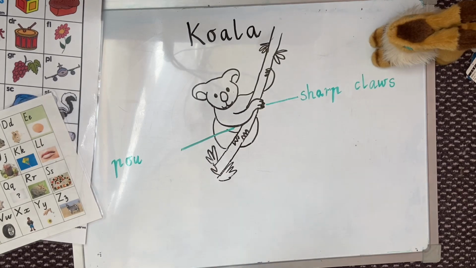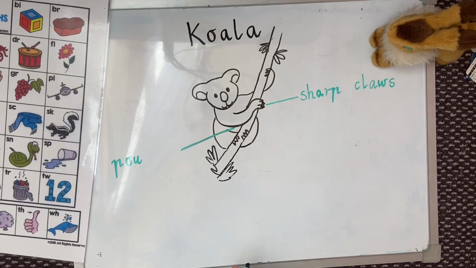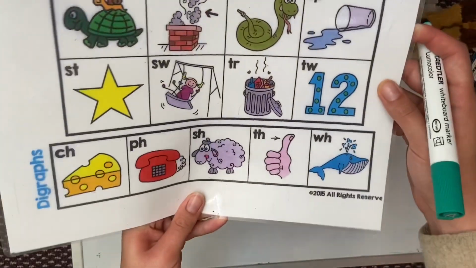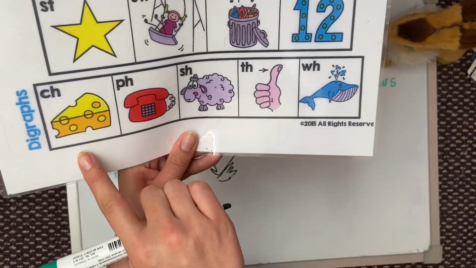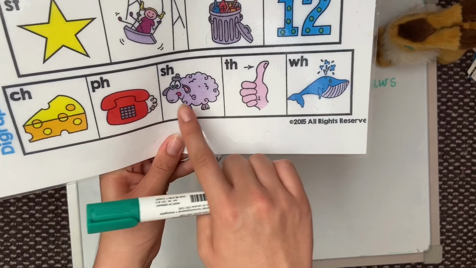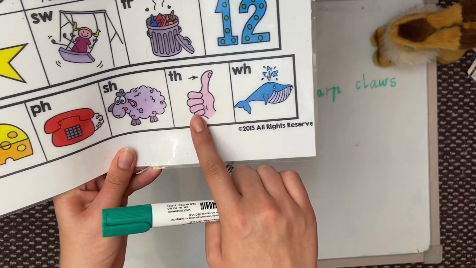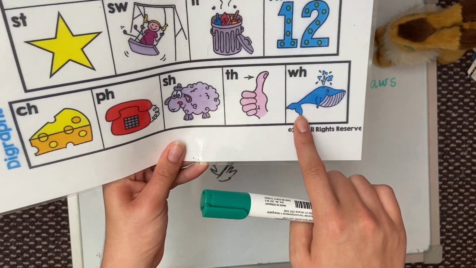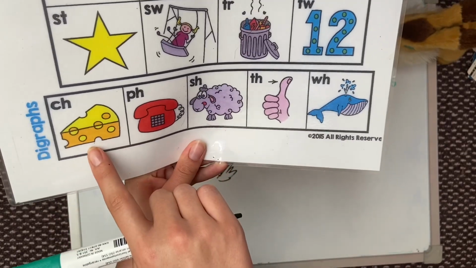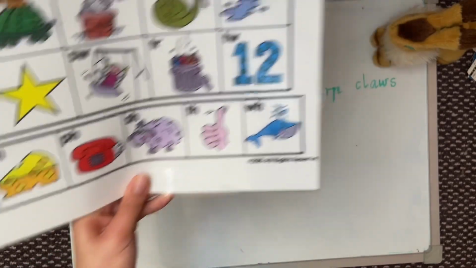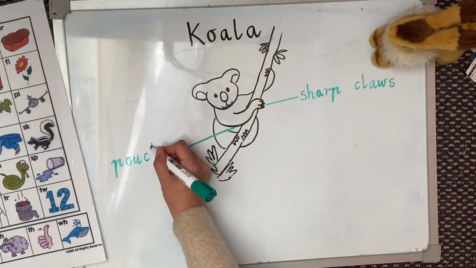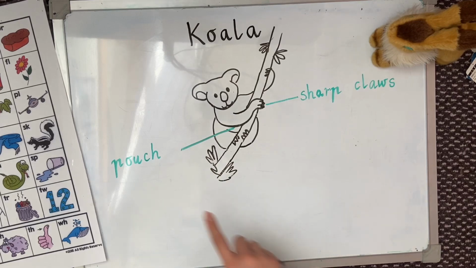Okay, the last sound in pouch is one of our digraphs. Do you think that it's ch, f, sh, or what? That's right, it's ch, pouch. So it's a C and a H. Pouch.